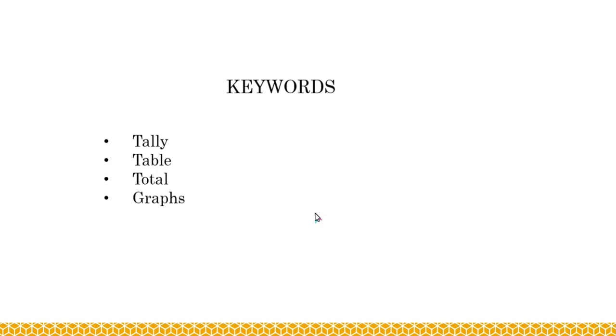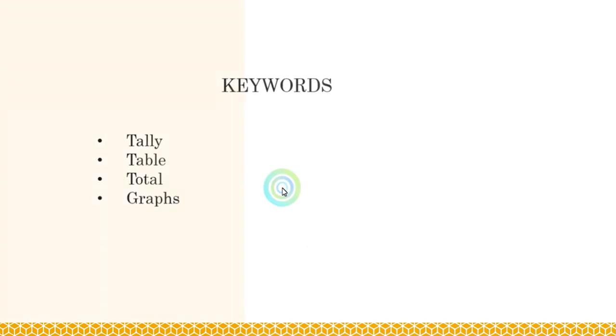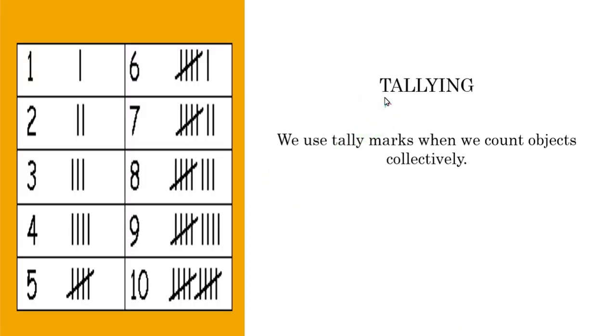Let's look at the keywords. The words you will focus on in this lesson are tally, table, total, and graphs. Tallying. Now what is tallying? We use tally marks when we count objects collectively.